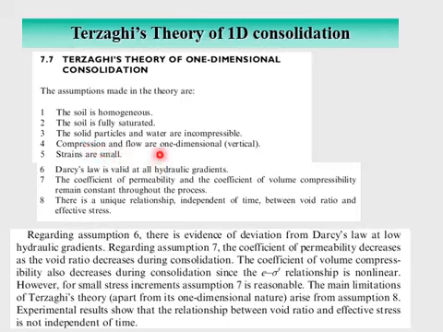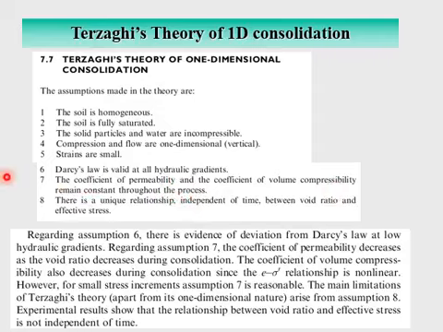Compression and flow are one-dimensional, only in the vertical direction. Strains are small. Darcy's law is valid at all hydraulic gradients. And you see this assumption, we know that Darcy's law deviates at low hydraulic gradients, right? But this is an assumption. The coefficient of permeability and coefficient of volume compressibility remain constant throughout the process.